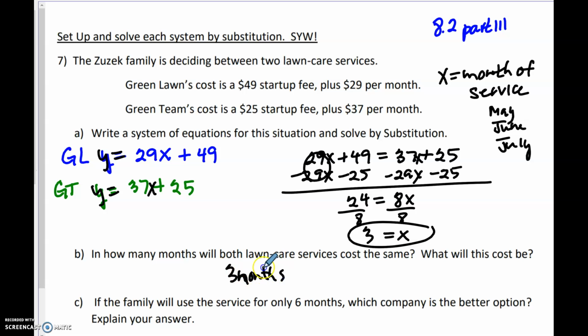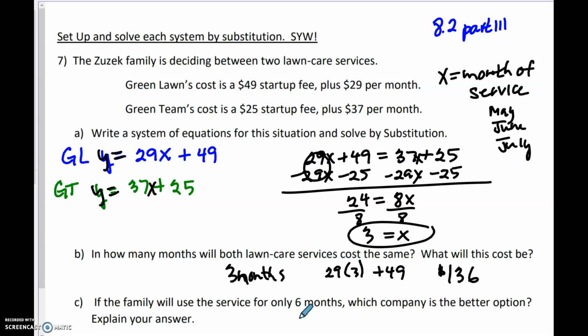And they want to know what that cost is going to be. So we're going to need to take 29 times 3 plus 49. And I get that total to be $136. Now, if the family is going to use 6 months, one of these is going to be a better deal. So which company is the better option?